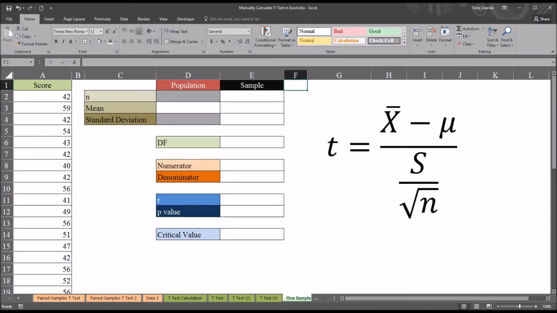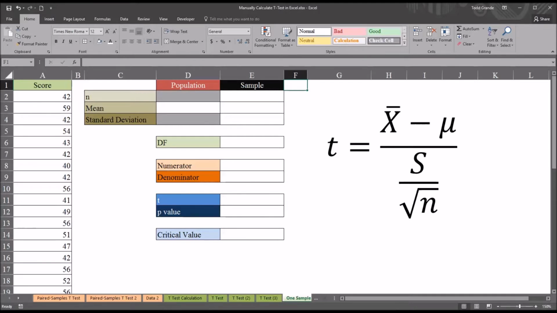In counseling research, we use the one-sample t-test when we have a sample drawn from a population with a known mean. So we have a known population mean. We draw a sample from that population, and we want to determine if the mean of our sample is different than the population mean. So we want to know if our sample is different than what we would see in the population.